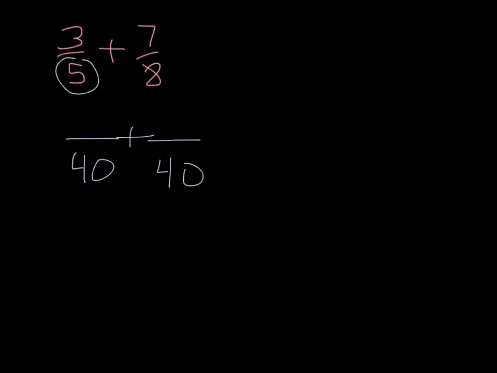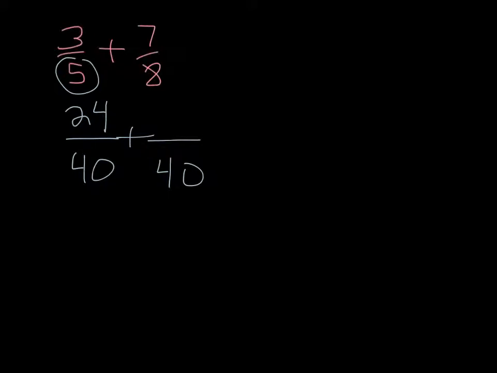Now, what I'm going to do next is ask myself, how did I change that 5 into 40? Well, I multiplied by 8. 5 times 8 is 40. So I need to do that with a 3. 3 times 8 is 24. This is probably the third most common mistake, is people change the denominator like they're supposed to, but then they forget to change the numerator.